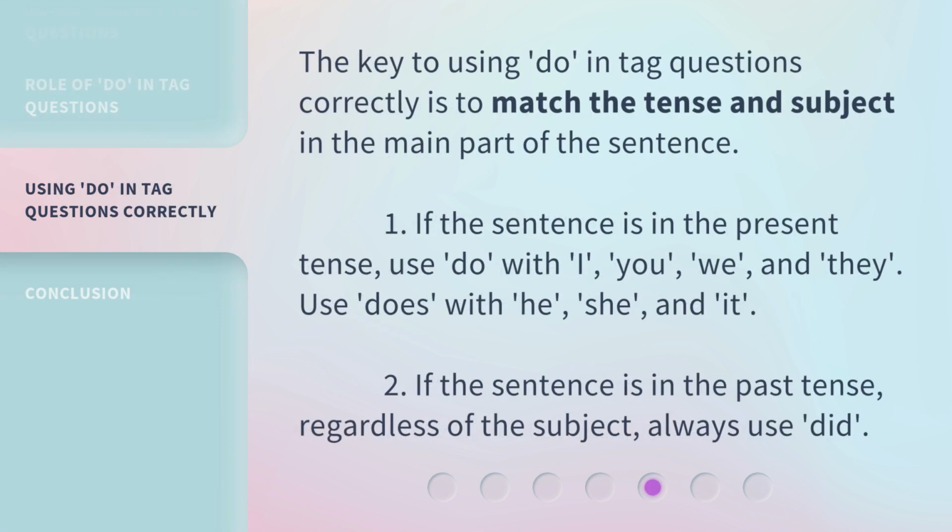The key to using do in tag questions correctly is to match the tense and subject in the main part of the sentence. 1. If the sentence is in the present tense, use do with I, you, we, and they. Use does with he, she, and it. 2. If the sentence is in the past tense, regardless of the subject, always use did.